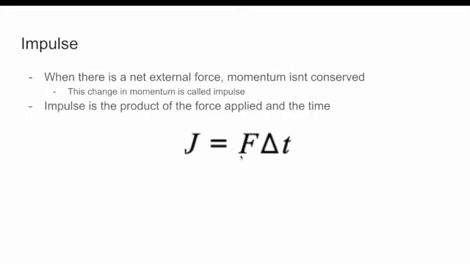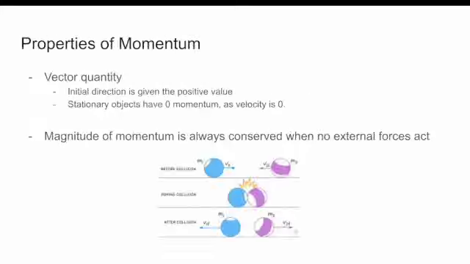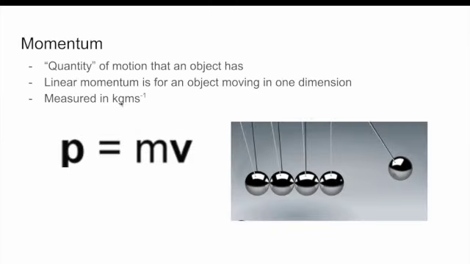So we're just multiplying the force from Newton's second law with the time for which it is applied. So if the force is 5 newtons and I exert that force for 2 seconds, then the impulse is 5 times 2, which is 10. Impulse has the exact same units as momentum, so it is also measured in kg meters per second.